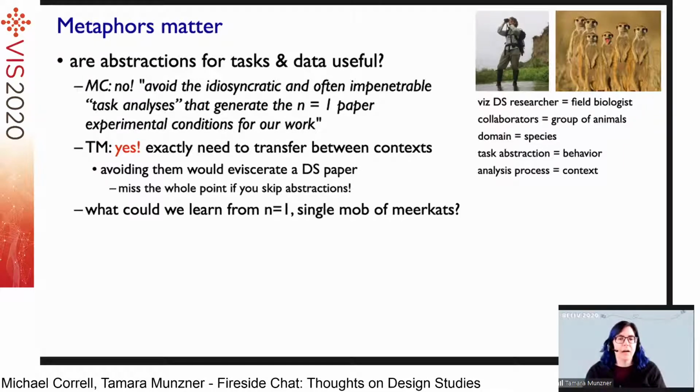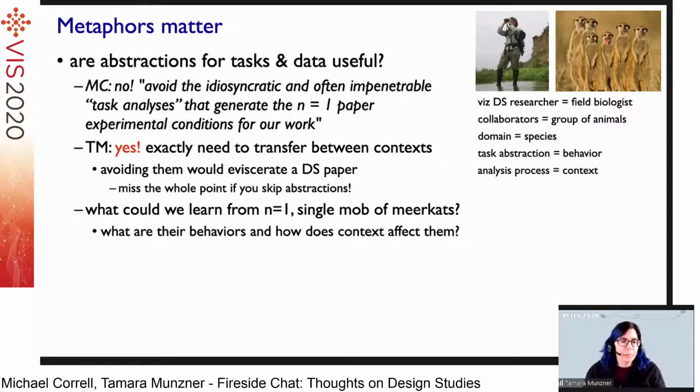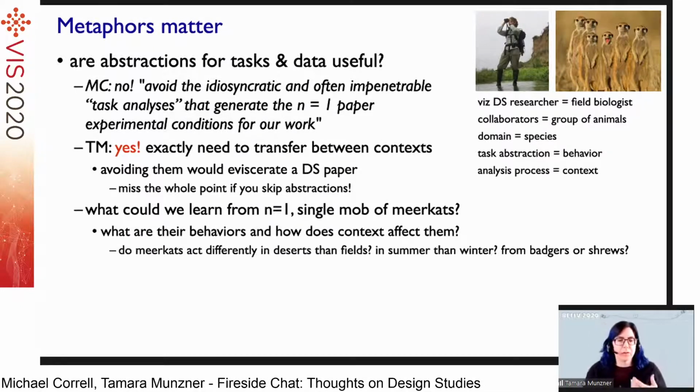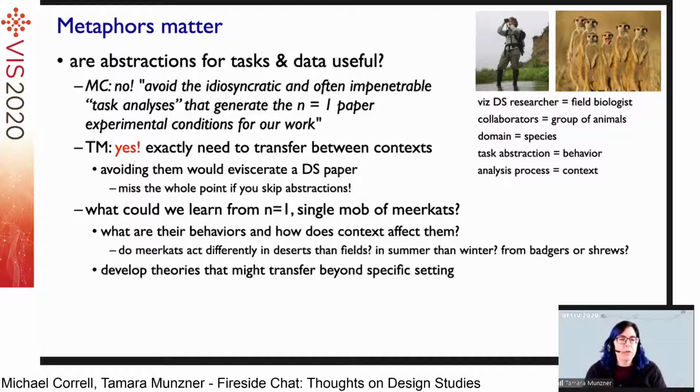It's central. So in this metaphor, what could we learn from that N=1 single mob of meerkats? What are the behaviors? How does the context affect them? Do they act differently in the desert than in the field, in the summer than in the winter? Are meerkats different from badgers or similar to shrews? So we can develop theories that might transfer beyond the very specific setting of this one group of meerkats in June in this one desert. What we want to say is, what matters? Does seasonality matter? Does terrain matter? Does body size matter? So we're trying to abstract from the specific up to something that has some sense of transferring across to other contexts beyond the ones that we actually laid our own eyes on.